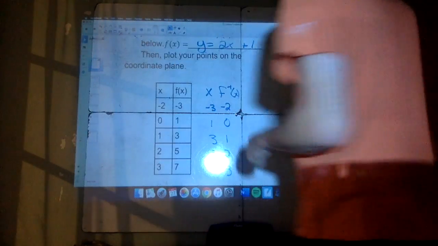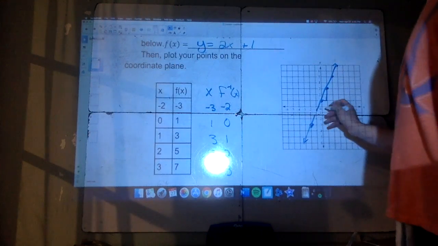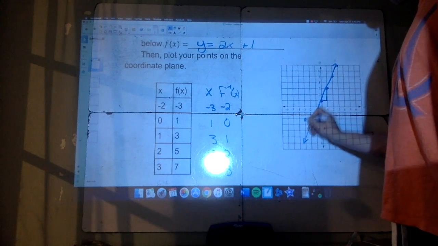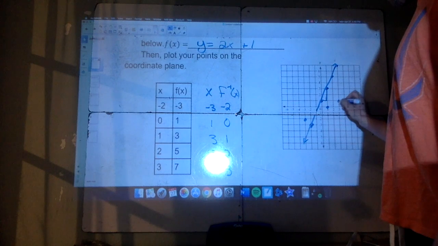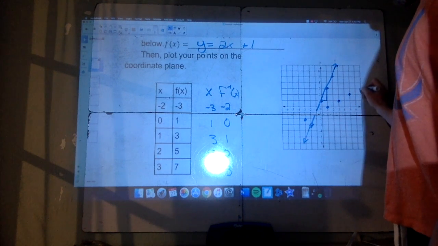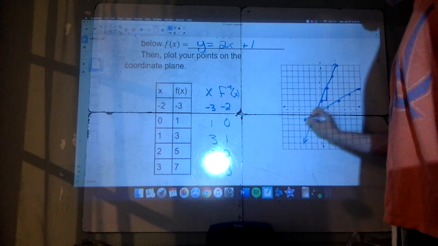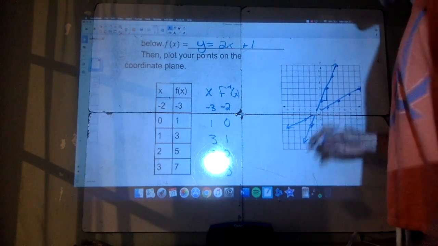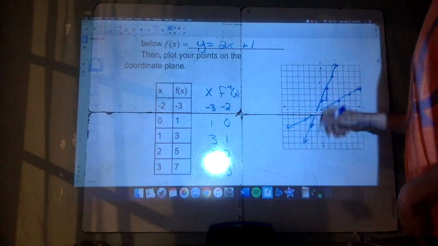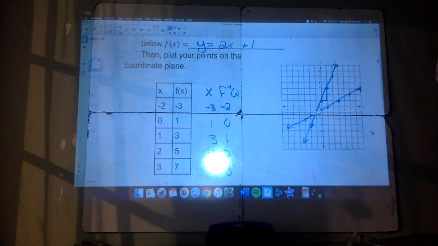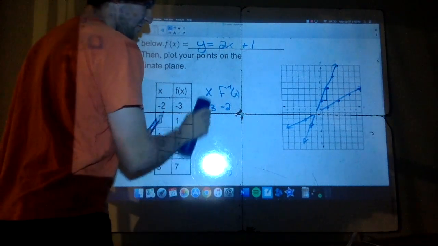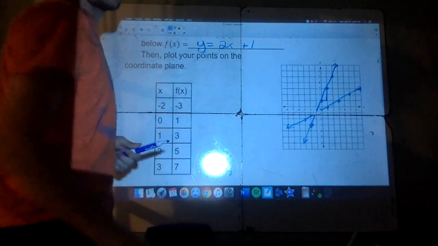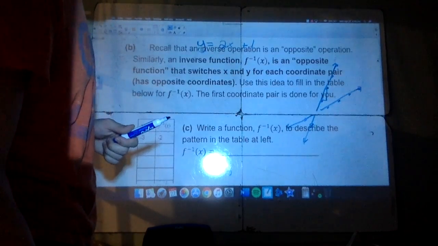So we're going to graph these new points on it. -3, -2, 1, 0, 3, 1. And so we get this other line right there. So that is the inverse of our regular line right there. That's how that's working. So I'm going to erase this table for now just so we can read the questions, but I'm going to leave that graph so we can return to it.